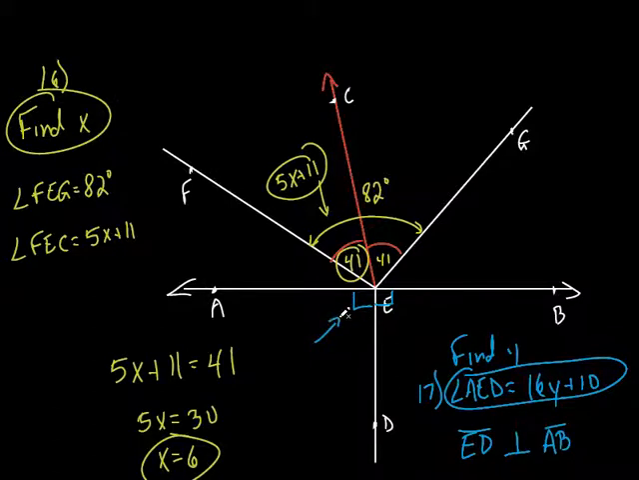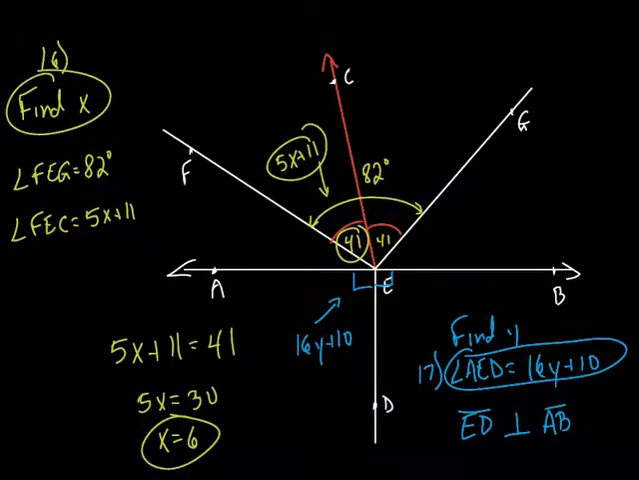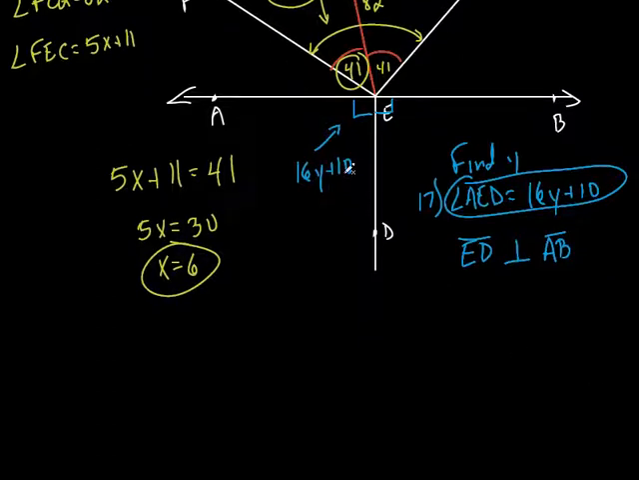We did one like this yesterday on the quiz, didn't we? We went over one like this. So this is 90 degrees, but it's also 16y plus 10. And I'm trying to solve for y. So 16y plus 10, what's that equal to? It's equal to 90 degrees. So guess what we're going to do? We're just going to set it equal. 16y plus 10 is equal to 90.